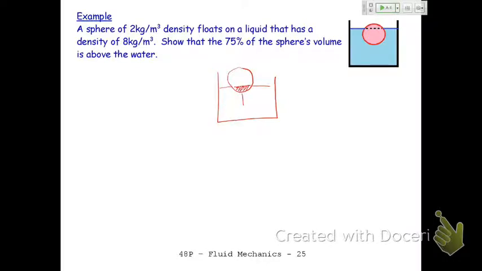So what I have is a weight and a buoyant force. So for floating, let's cut to the chase. It's in equilibrium, so the sum of the forces must equal 0. Floating, which is equilibrium.